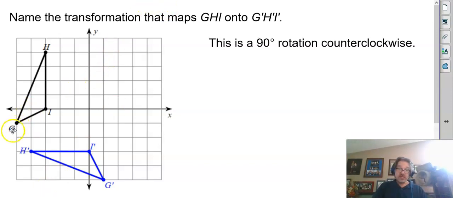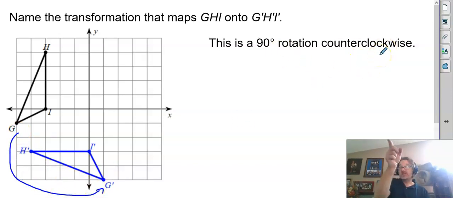So G has to rotate. We are in quadrant 3. I want it in the quadrant right next to it. That is a 90-degree rotation. Changing one quadrant is a 90-degree rotation. Notice, boom, we changed one quadrant. It's 90 degrees counterclockwise. The counterclockwise is because I went against the clock. I started at 9 o'clock and went to about 6 o'clock, or started at 8:45 and went to 5:45. That is a counterclockwise rotation.